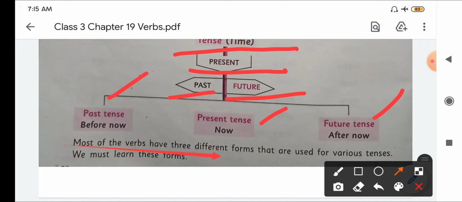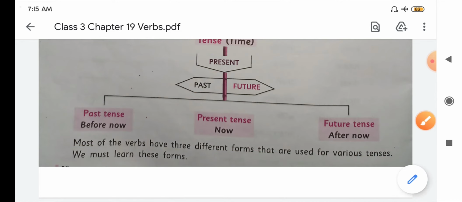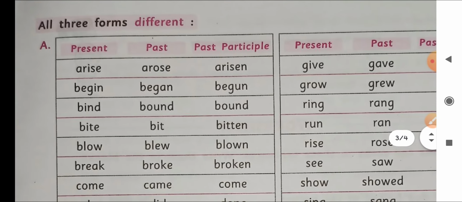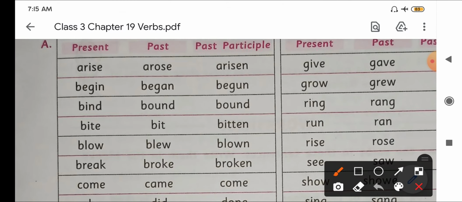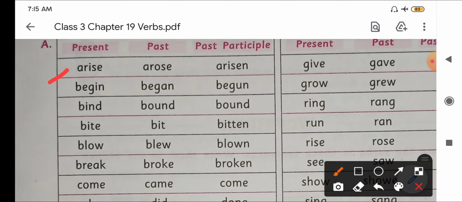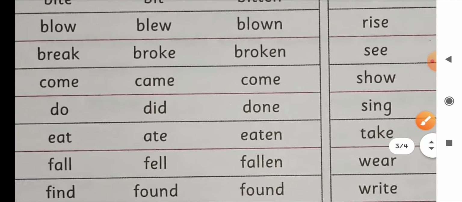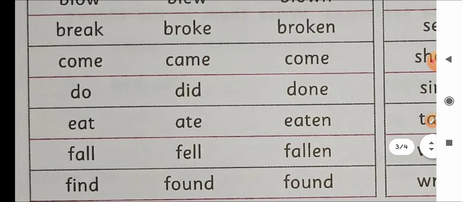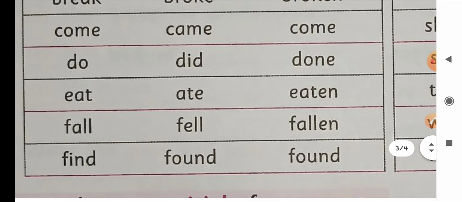Most of the verbs have three different forms that are used for various tenses. We must learn these forms. Let us see these three forms now. First we will see present tense, then past tense, and then past participle. First one, arise, arose, arisen. Second, begin, began, begun. Third is bind, bound, bound. Fourth is bite, bit, bitten. Next, blow, blew, blown. Next, break, broke, broken. Next, come, came, come. Next, do, did, done. Next, eat, ate, eaten. Next, fall, fell, fallen. Next is find, found, found.